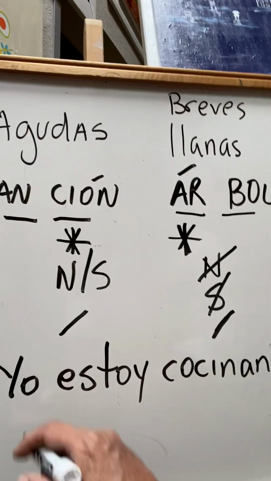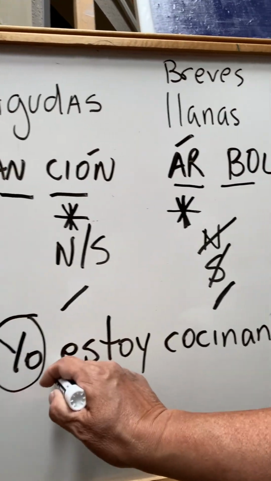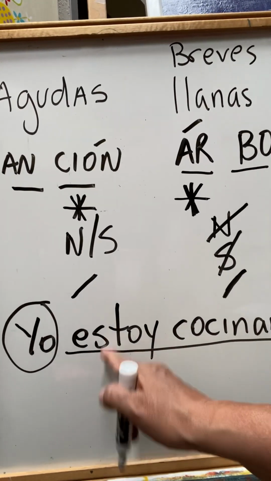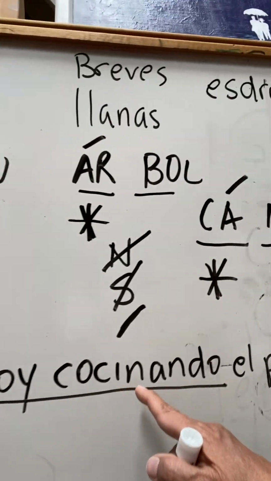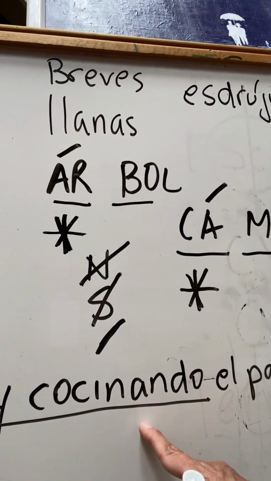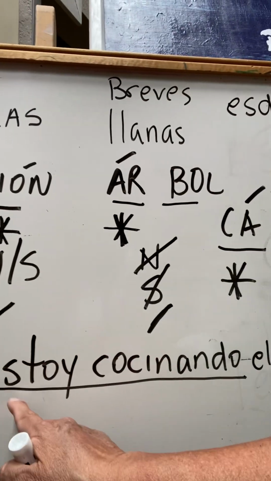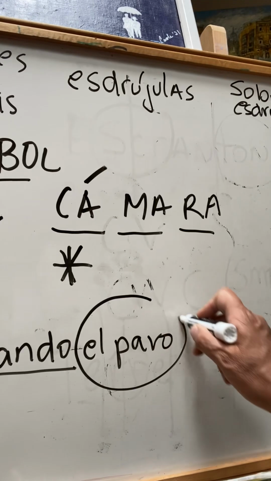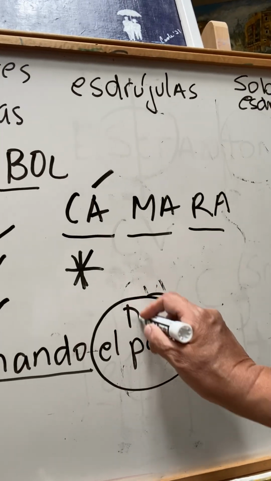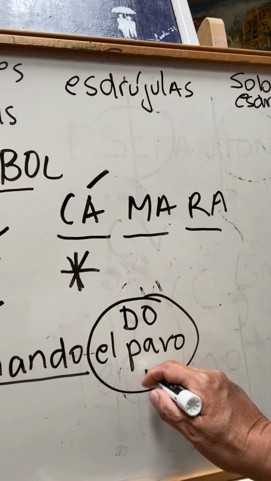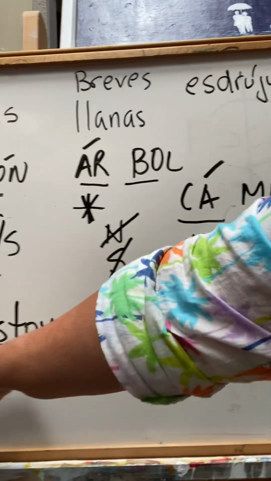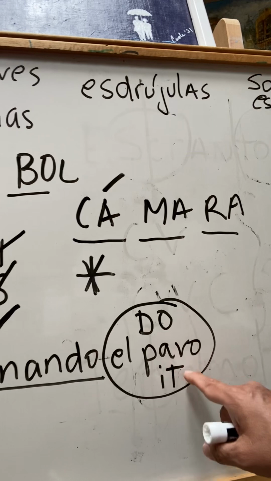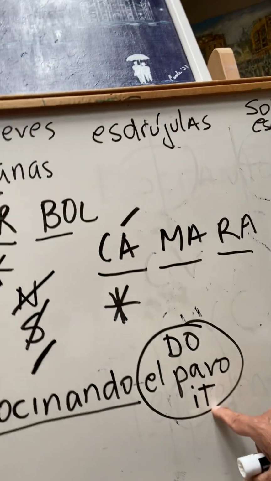So in this case, you have the subject conjugated with the verb. This is called present progressive. The present of the verb estar plus the ing or gerund of the second verb. So you're saying, I am cooking the turkey. So this is the direct object right here, which is it. So you're saying, I am cooking it. You're substituting el pavo for a direct object, which is the it.